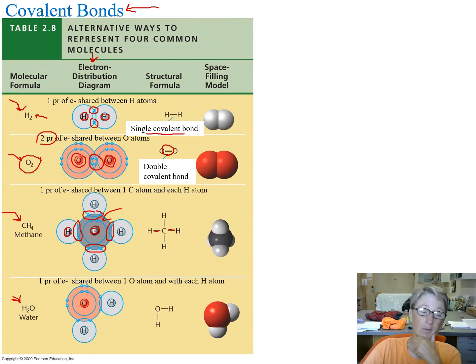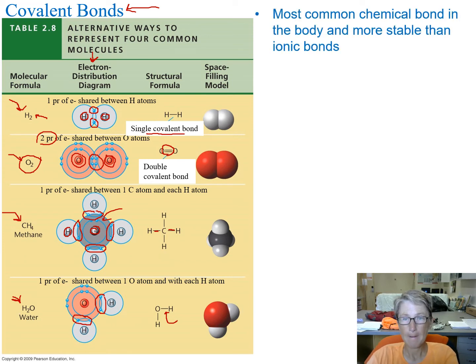So these are single bonds. And then water. Oxygen is sharing one pair of electrons with this hydrogen atom and one pair of electrons with this hydrogen atom. And what that does is that makes the hydrogen atoms' outer shells full, and now oxygen's outer shell will be full with 8 electrons. And again, they're sharing one pair of electrons, so that means it's a single covalent bond.